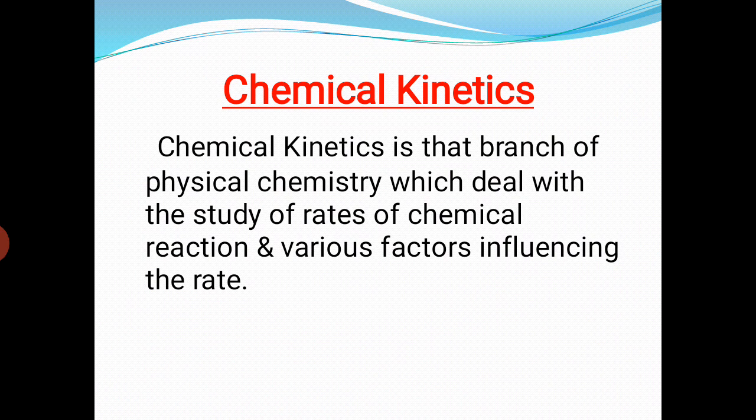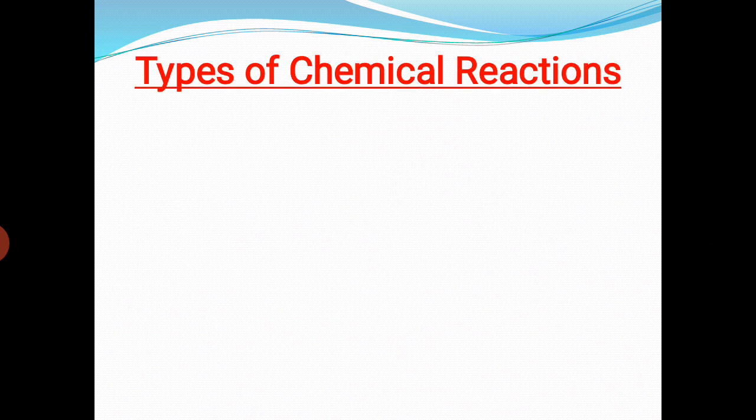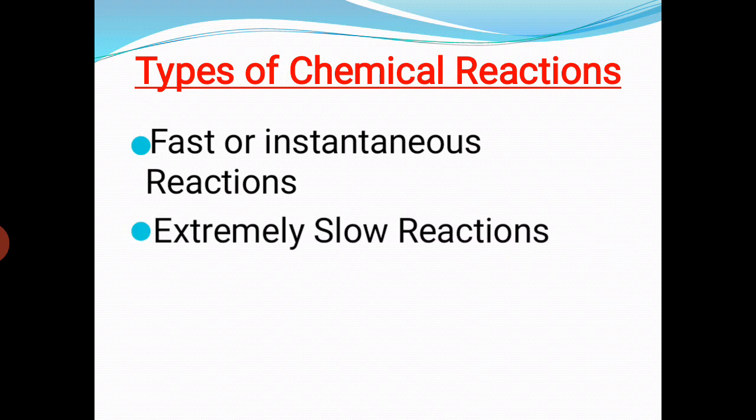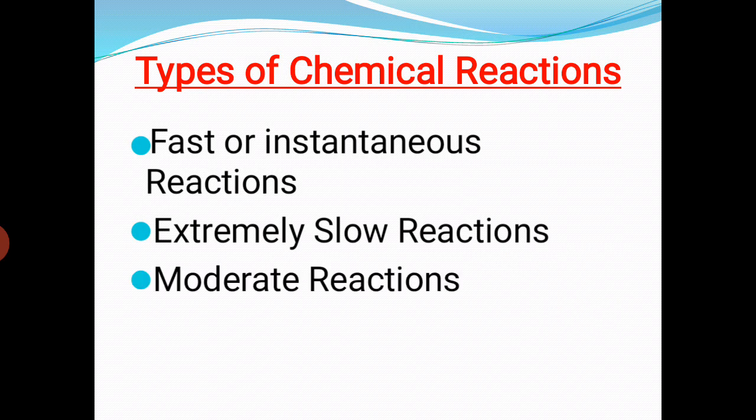Chemical kinetics. It is that branch of physical chemistry which deals with the study of rates of chemical reaction and various factors influencing the rate. Depending upon the speeds, chemical reactions are classified as fast or instantaneous reactions, extremely slow reactions, moderate reactions.